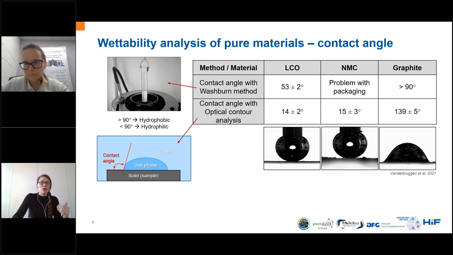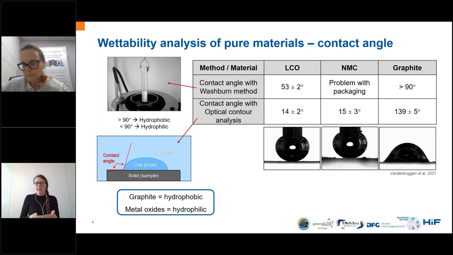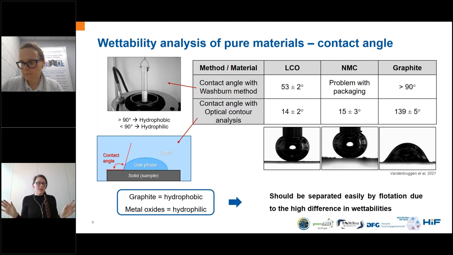So here, you could really say, according to these contact angles and the definition of the contact angles, that the graphite is hydrophobic and the metal oxides are hydrophilic. So if we just look at these contact angles, the separation should be very easily done, because we have a really high difference in wettabilities.